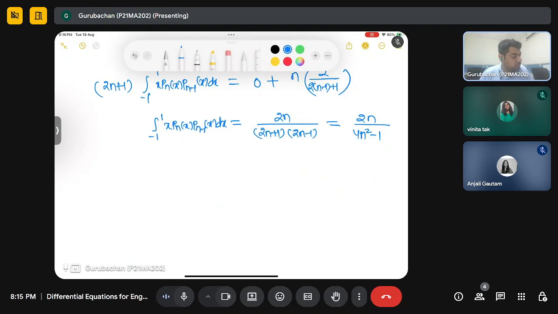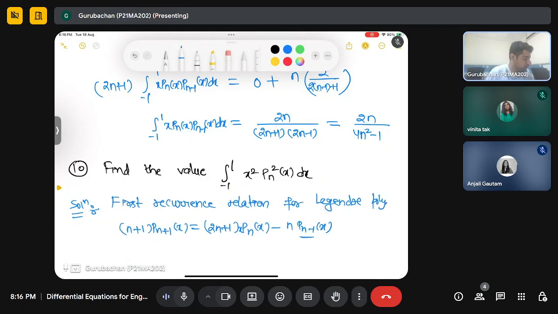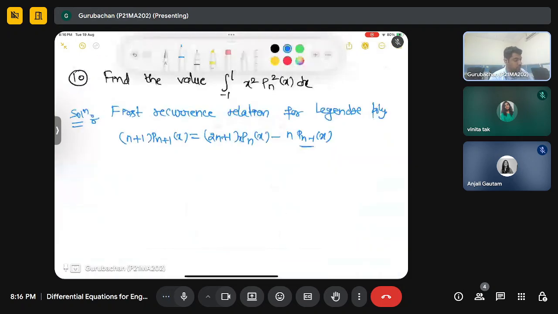Now the last question of today's class is question number 10. We need to use this relation only to find the value of the integral from minus 1 to 1 of x square Pn square(x) dx. Since we want to use this relation again, let me first write this relation here. This is the relation, and what we want is this kind of term, that is x square Pn square(x).